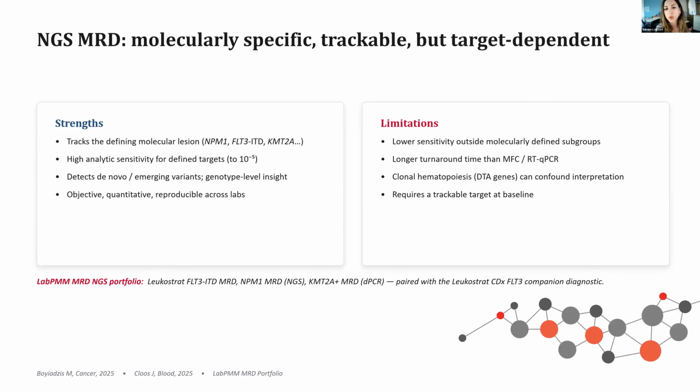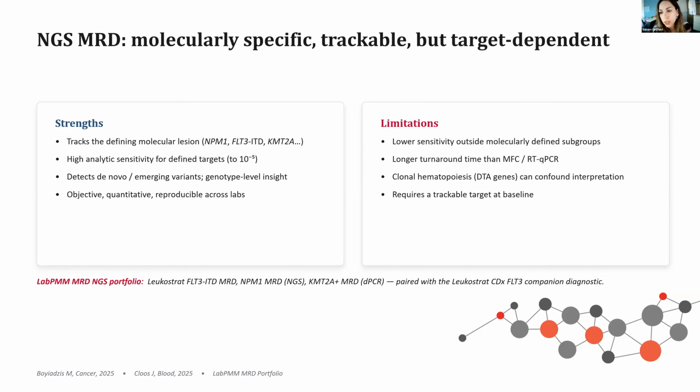They're highly sensitive. So we can pick up MRD at around like 10 to the minus 5, 10 to the minus 6 sensitivity. So this is like 1 in a million cells or 1 in 100,000 cells. And then it detects de novo or emerging variants at the genotype level. And again, as I said, it's objective, quantitative, and reproducible.